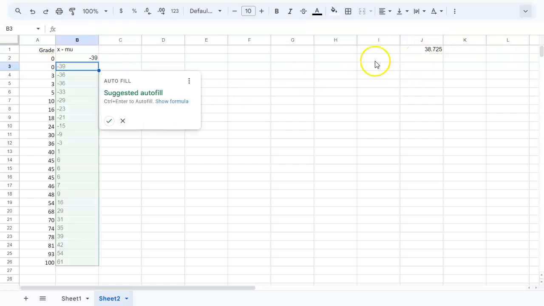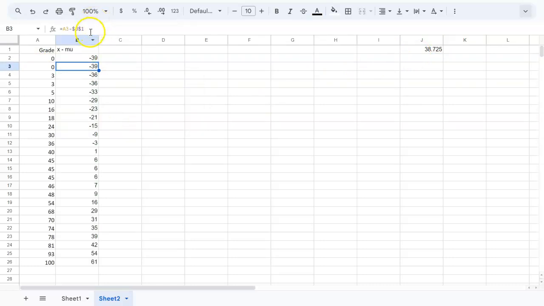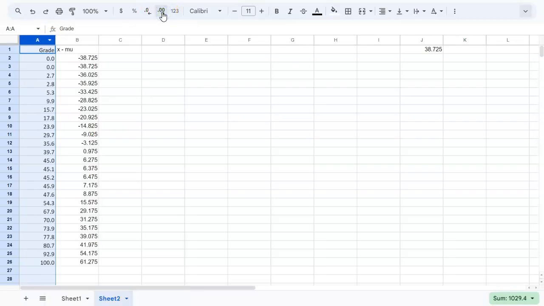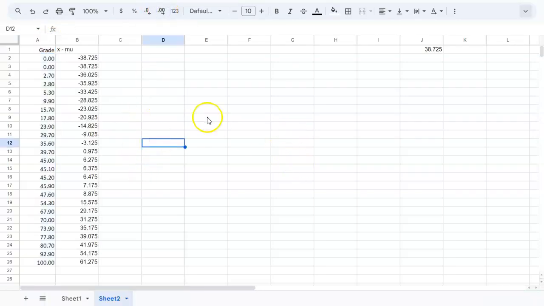Okay. And now I've got the differences for all of these grades, right? So let me make sure we've got, yeah. Okay, so now the next thing we do is we square these numbers. So I'm going to say equal this raised to the second power.